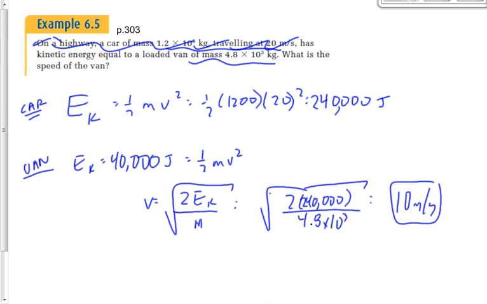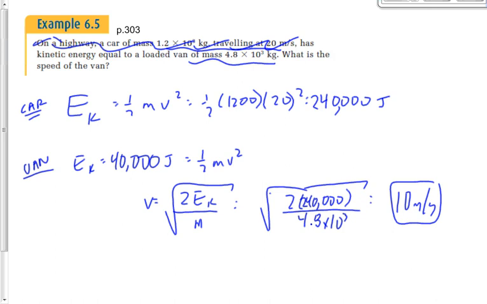Good. So the kinetic energy of both of them is the same. If the kinetic energy is the same, then the one that's heavier has to be moving slower. How much slower? It's 1/4 the speed, isn't it? Sorry, half the speed, I mean. It was going 20 meters per second. This guy's going 10 meters per second. If we're quadrupling the mass, why isn't the speed going down by a factor of 4? Why is it only going down by a factor of 2?